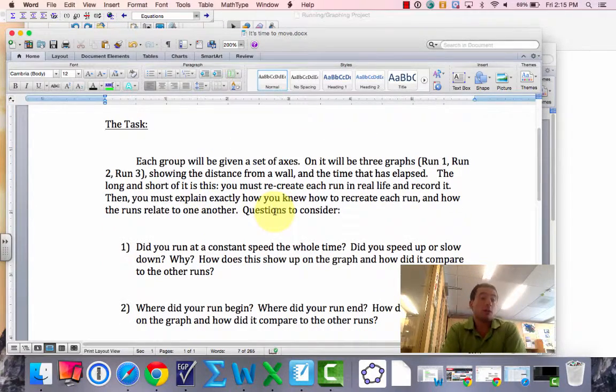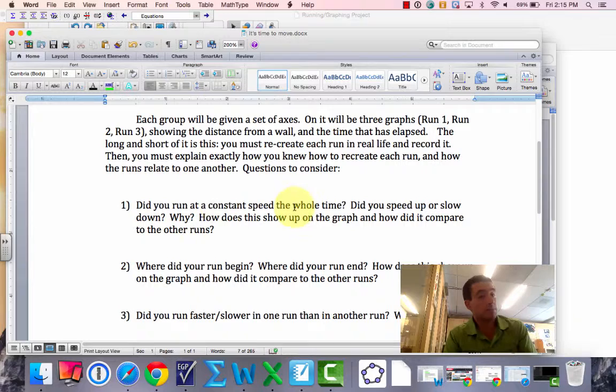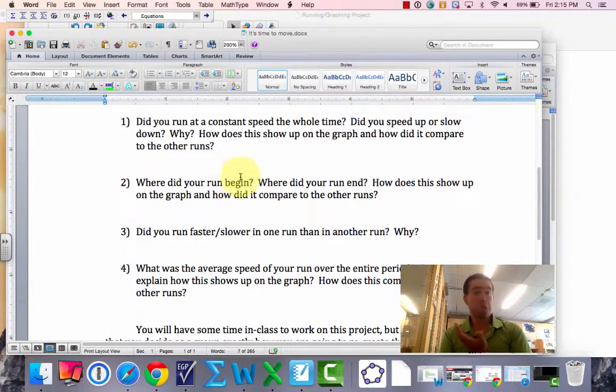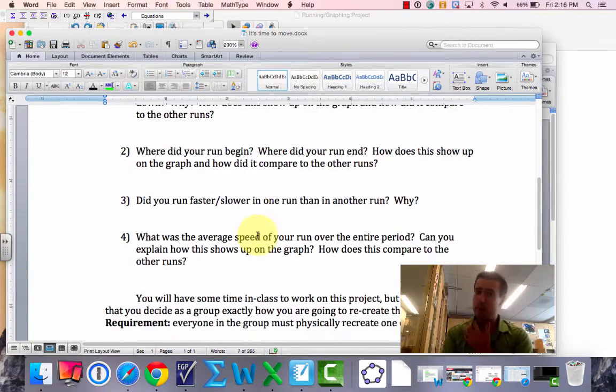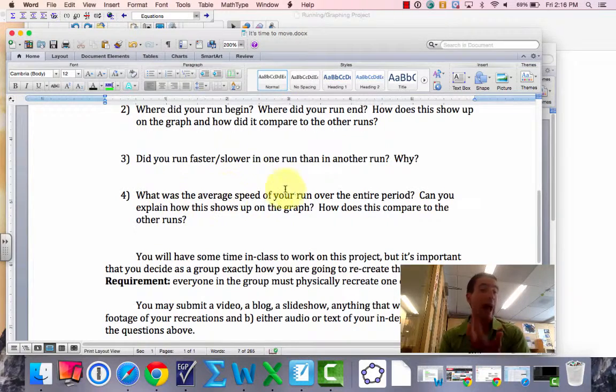So the questions to consider when you're explaining your reasoning are, did you run at a constant speed the whole time? Did you speed up or slow down? Why? How does this show up on the graph, and how did it compare to the other runs that you did? Where did your run begin? Where did your run end? How does this show up on the graph, and how does it compare to the other runs? Did you run faster or slower in one run than in another run? Why?